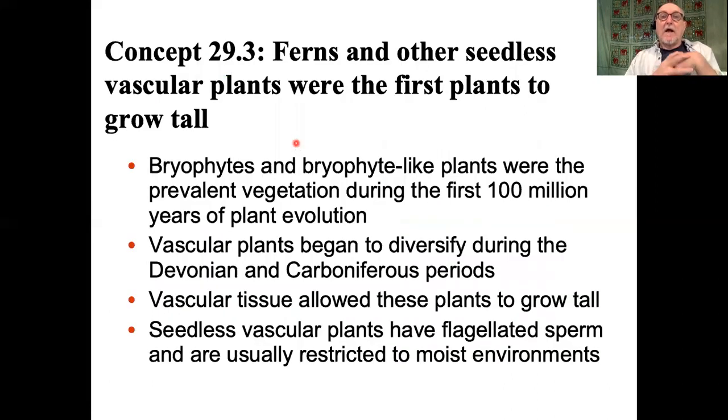Okay, so those were very limited in size. The ferns and their allies were the first land plants that were able to grow very large. They arose about 400 million years ago, and they diversified, especially during the Devonian and the Carboniferous period. In fact, the Carboniferous period derives its name from the fact that they were so common, they laid down the coal beds. So that's where the name Carboniferous comes from.